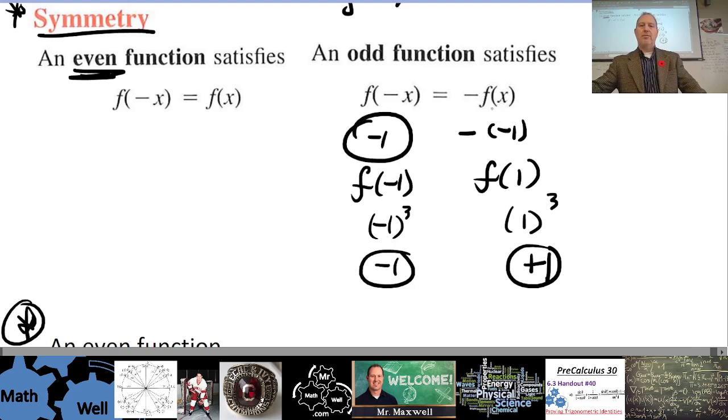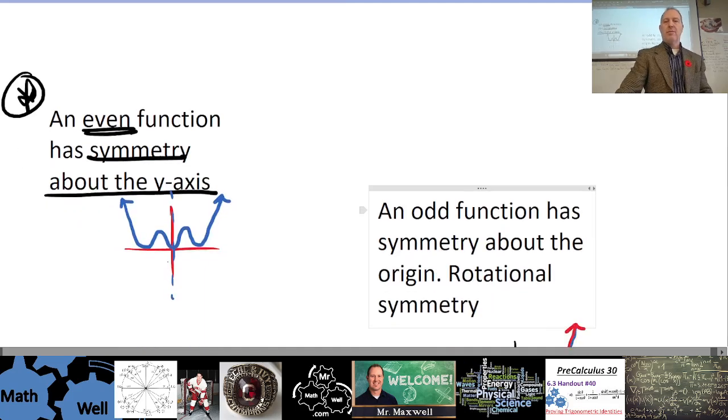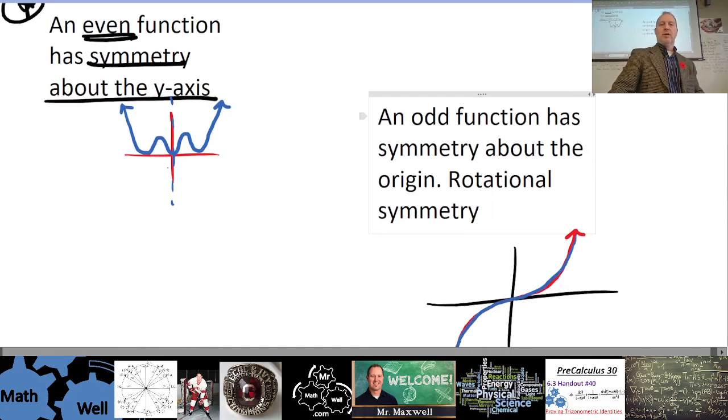So this value is -1, this value is +1. It follows this pattern, you see? One's positive, one's negative. I won't probably do any more, but just substitute a positive value and then the negative of the same value. So what is the symmetry of an odd function?